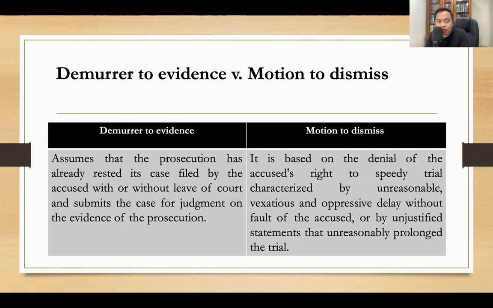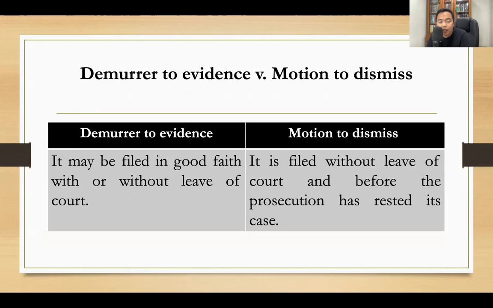Now, what are the distinctions between a demurrer to evidence and a motion to dismiss? Demurrer to evidence assumes that the prosecution has already rested its case. On the other hand, a motion to dismiss is based on the denial of the accused's right to speedy trial, characterized by unreasonable, vexatious, and oppressive delay. Demurrer to evidence can be filed with or without leave of court, while a motion to dismiss is filed without leave of court and before the prosecution has rested its case.